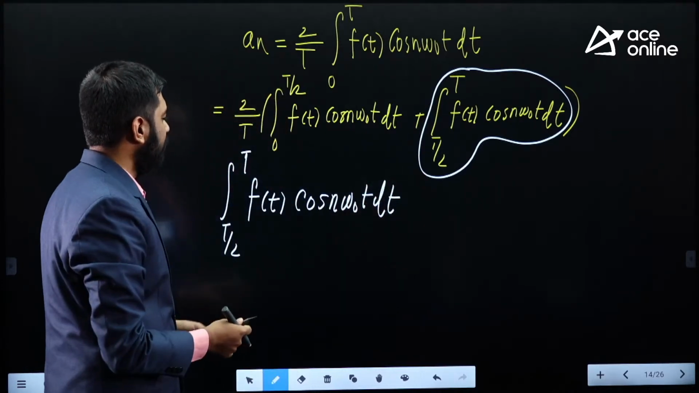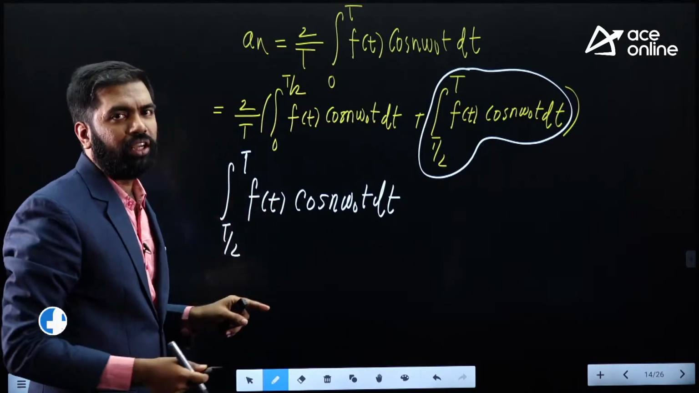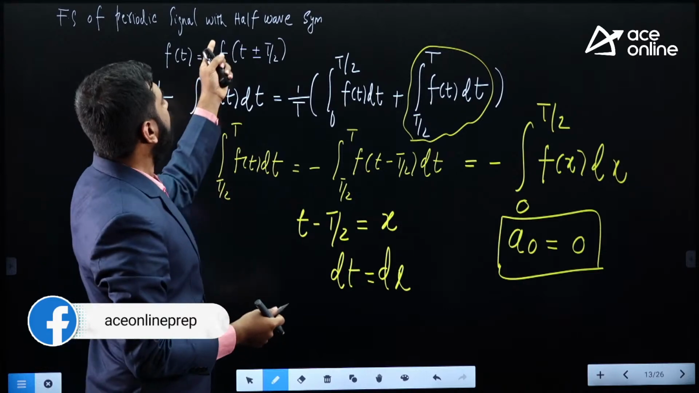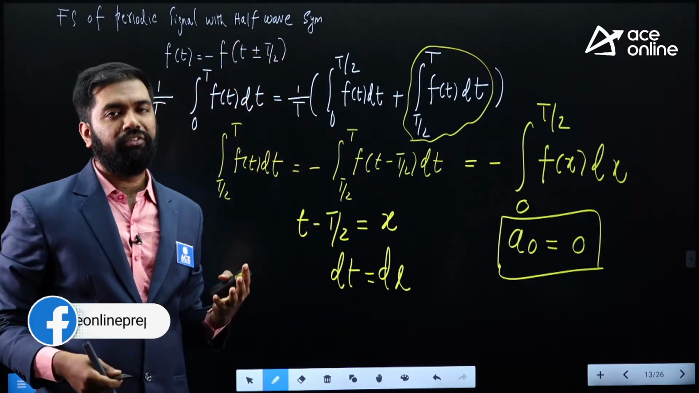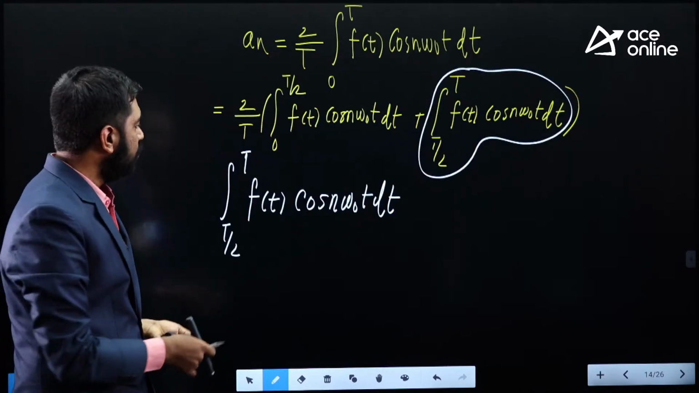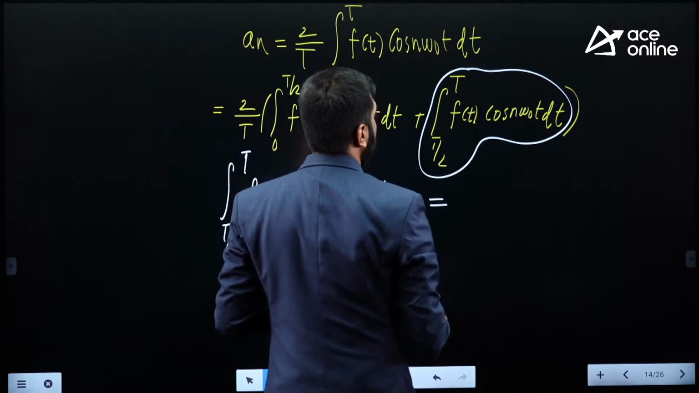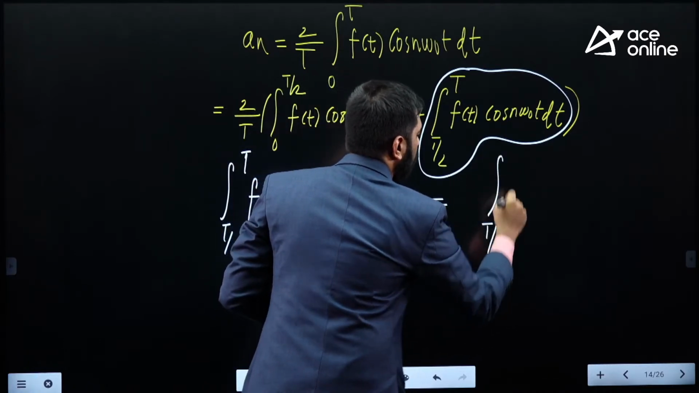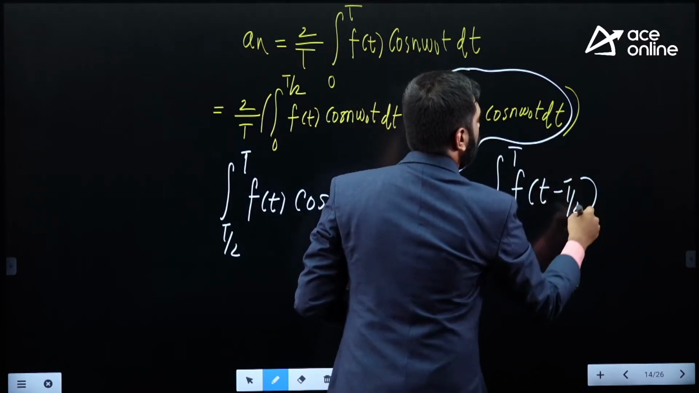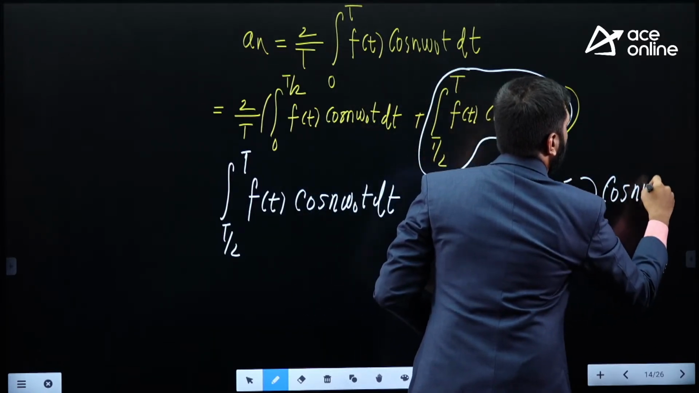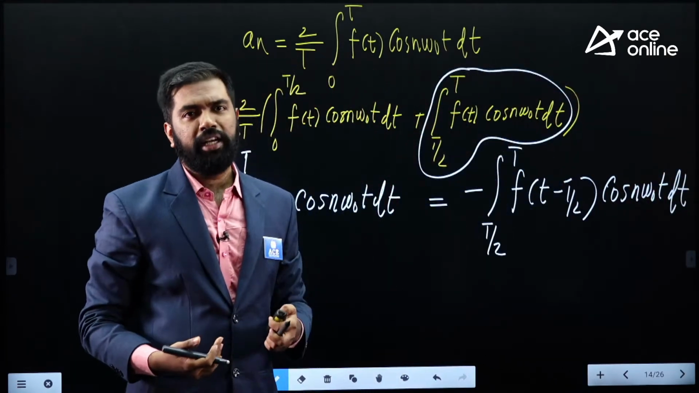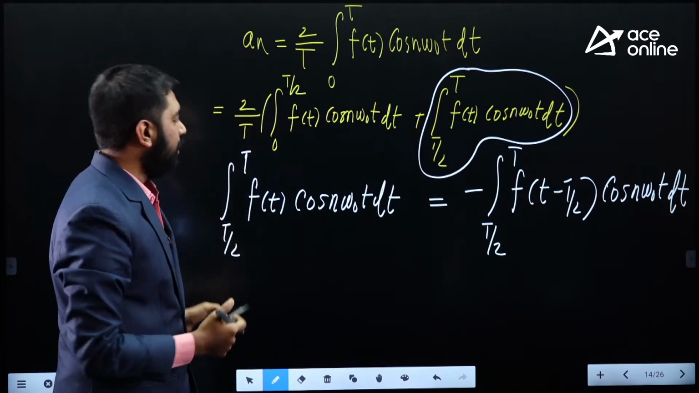What I will do is, in the place of f of t, I'll substitute minus f of t minus T by 2, because the given signal possesses half wave symmetry. We have assumed that the signal has half wave symmetry. You can replace f of t with minus f of t minus T by 2. So let's do that replacement. If I replace that, I get T by 2 to T, there's a minus sign, f of t minus T by 2 cos n omega naught t dt. If you cleverly simplify this, the same thing can be applied even for Bn. So let's carefully simplify this.